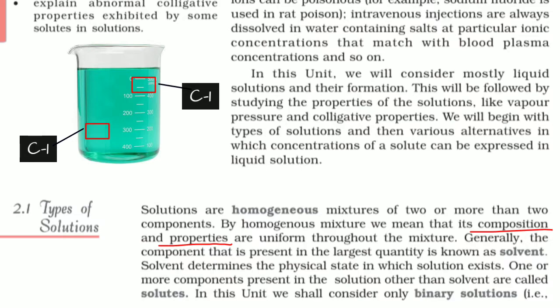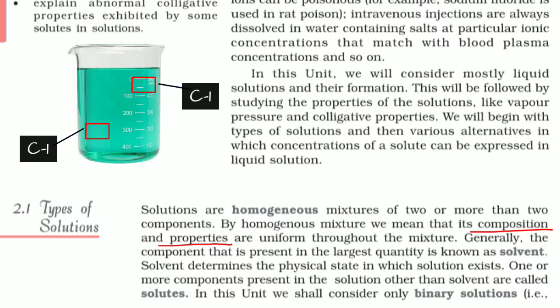So what is the meaning of composition? The composition means the amount of components, how much of each component is present in that particular portion. In case of a homogeneous mixture, the ratio of the different components should be similar throughout the whole mixture. Then only we can say that the mixture is homogeneous, or in other words, to become a homogeneous mixture the composition should be similar throughout the system. Understand?